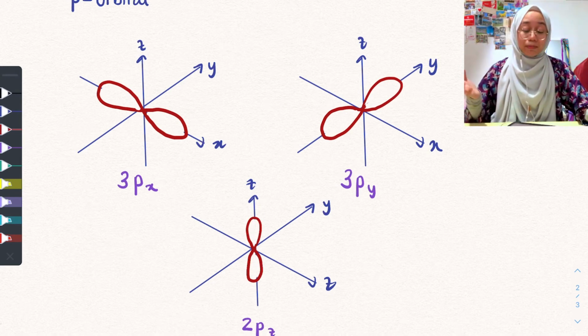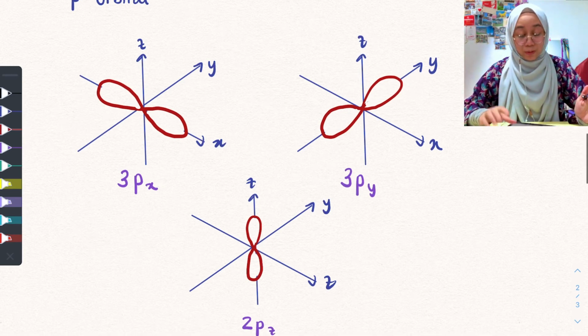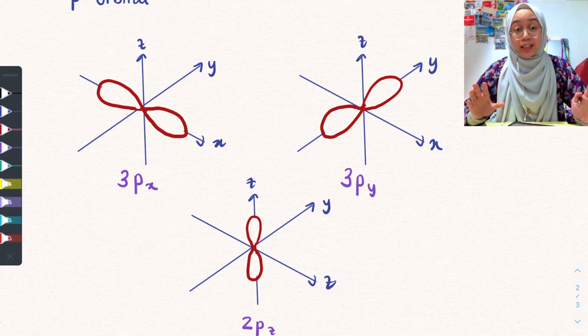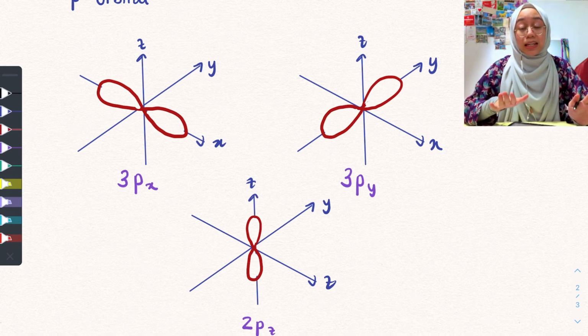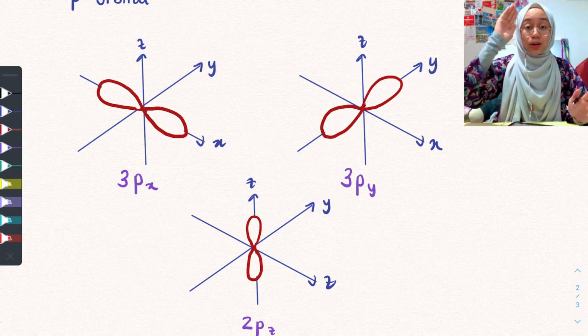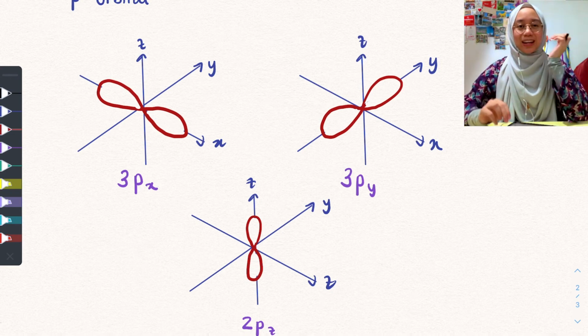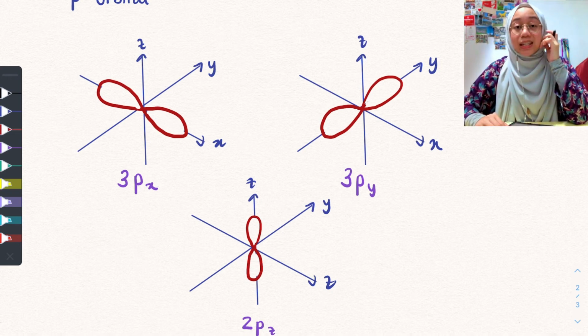Okay, so it is very simple to draw a P orbital. All you have to know is that with different orientations, all the orbitals lie on that particular axis. Okay, with orientation PX, it means the orbital lies on the X axis. Very simple. Okay, and the next one is the complicated one, which is the D orbital.